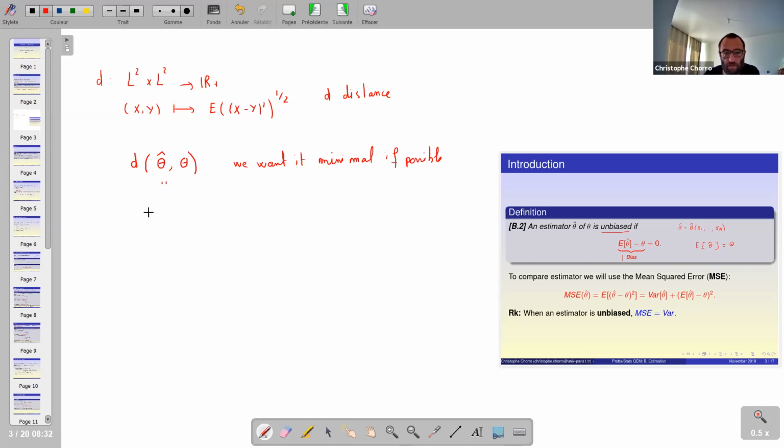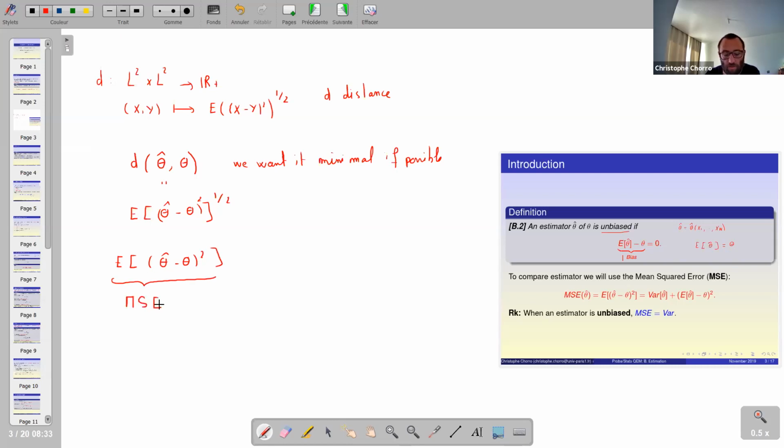So what is this one? It's the expectation of the square of the difference to the power 1/2. And of course, if I want to make this quantity minimal, I can remove the square root here because the square root is a strictly positive mapping. So if I put it or not, it changes nothing in my optimization problem. So we are interested in the expectation of (theta hat minus theta) squared. And this is this quantity that I call the mean square error.